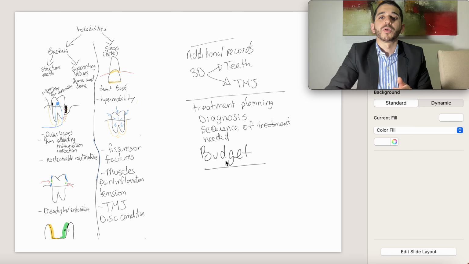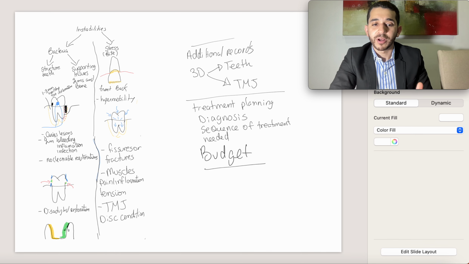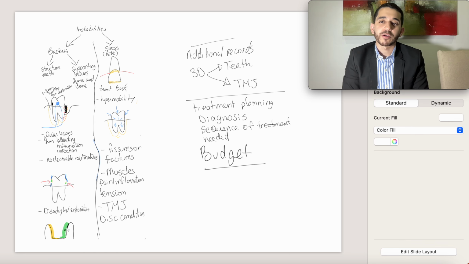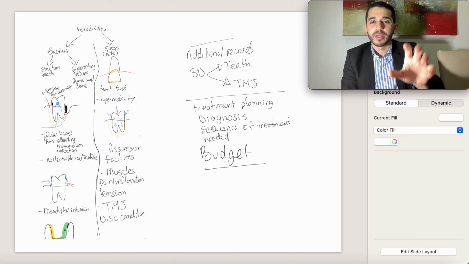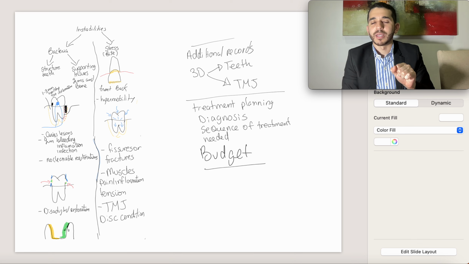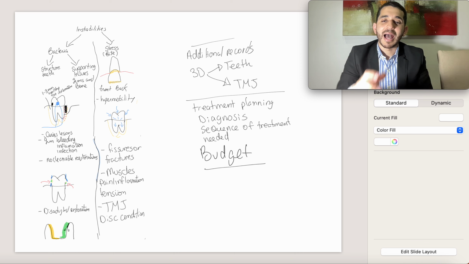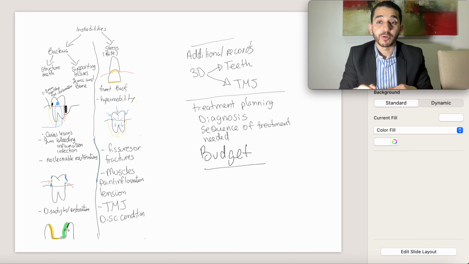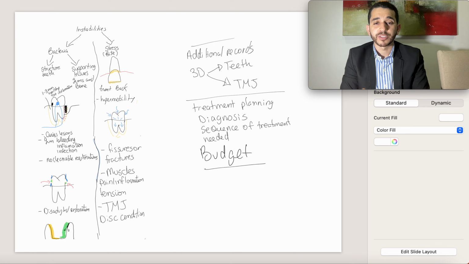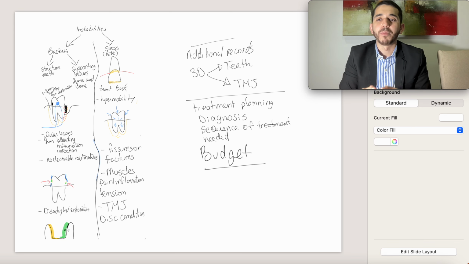Okay, and we're going to explain beforehand that we might need some additional records in case we find some instabilities of the TMJ. We might need a 3D CBCT X-ray of your teeth or of your TMJ. And once we gather all of this data, we're going to explain it to the patient. It's really important that we're going to be able to give him a treatment plan, a diagnosis, a sequence of treatment needed to get to the point of health, and a budget.